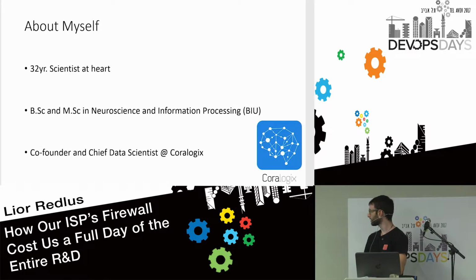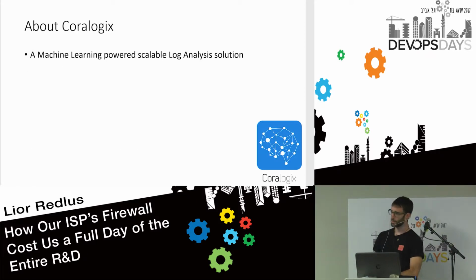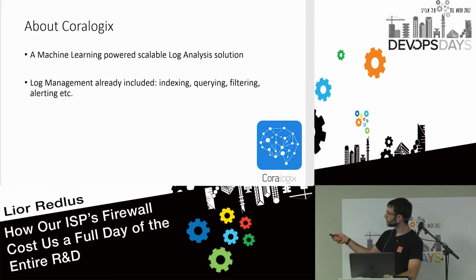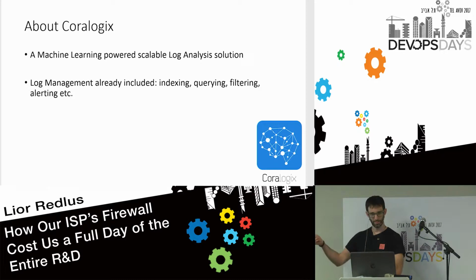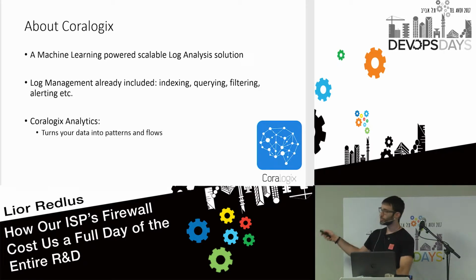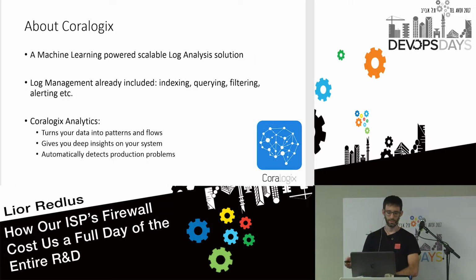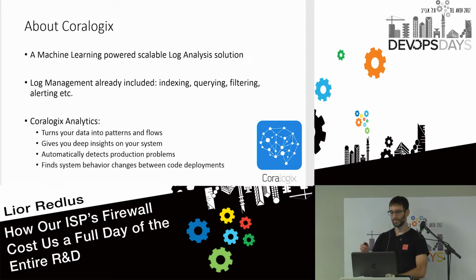at Coralogix. Coralogix is a machine learning powered scalable log analytics solution, which means that we have all the log management tools that you're already used to, the indexing, querying, filtering, etc. But on top of that, we actually have Coralogix Analytics, which turns your data into patterns and flows. It gives you deep insights on your system. It automatically detects production problems. It can also find what the changes in the behavior of a software are between different code deployments. So you get all of these when you get Coralogix.